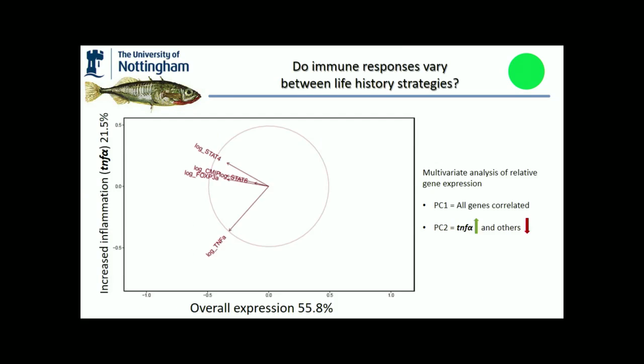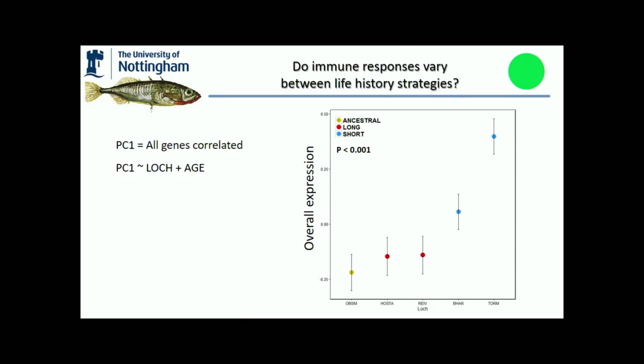So we used the same multivariate approach, and conveniently, we got the same principal component axes. And so when we looked at our principal component one, so this is the overall expression of immune genes, we found that where the fish came from was the best predictor for variation in this expression. And interestingly, what you can see here in the blue dots is that it's actually the short-lived populations that show the strongest expression of all of their immune genes.